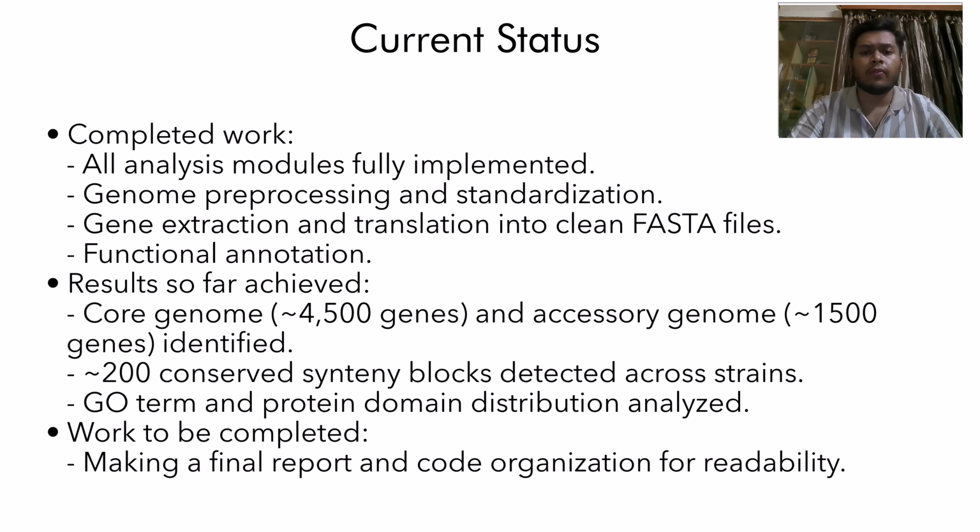Our results so far include the identification of approximately 4,500 core genes present in all 6 strains we analyzed. These core genes represent about 75% of the total gene content of each strain, indicating a substantial shared genetic foundation across diverse Saccharomyces cerevisiae strains. The remaining 25% comprises the accessory genome, with about 1,500 genes present in some but not all strains, and a smaller number of strain-specific genes unique to individual strains.